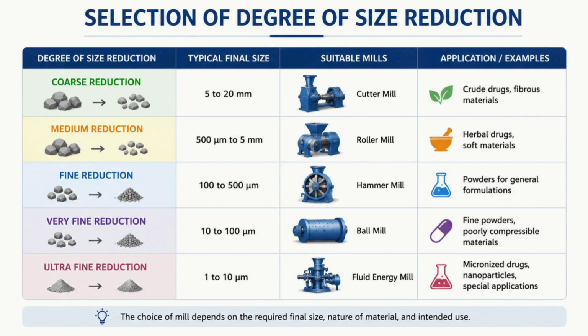This image clearly shows that different particle sizes require different mills. The selection of the mill depends on the required final particle size and the nature of the material intended for pharmaceutical use. As the particle size becomes smaller, what will happen? Energy requirement increases, equipment becomes more advanced, and the surface area increases. So the dissolution rate obviously improves. Therefore, the pharmaceutical industries carefully select the degree of size reduction for better product quality and efficiency.